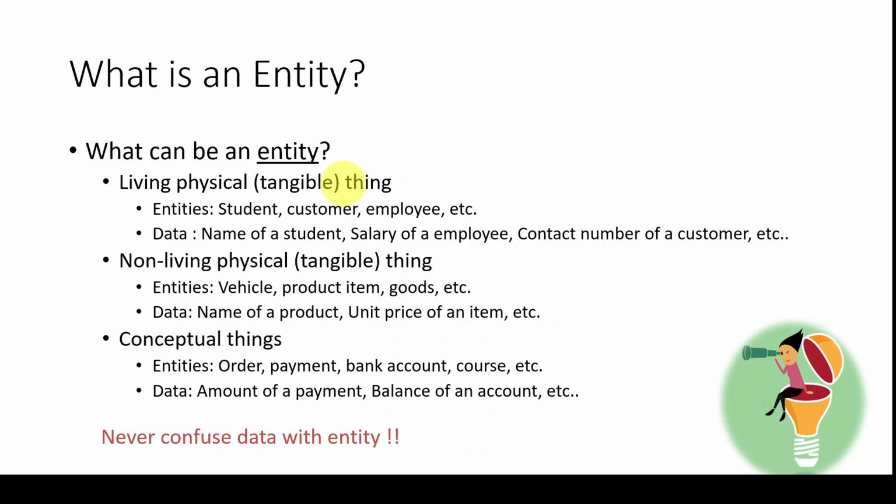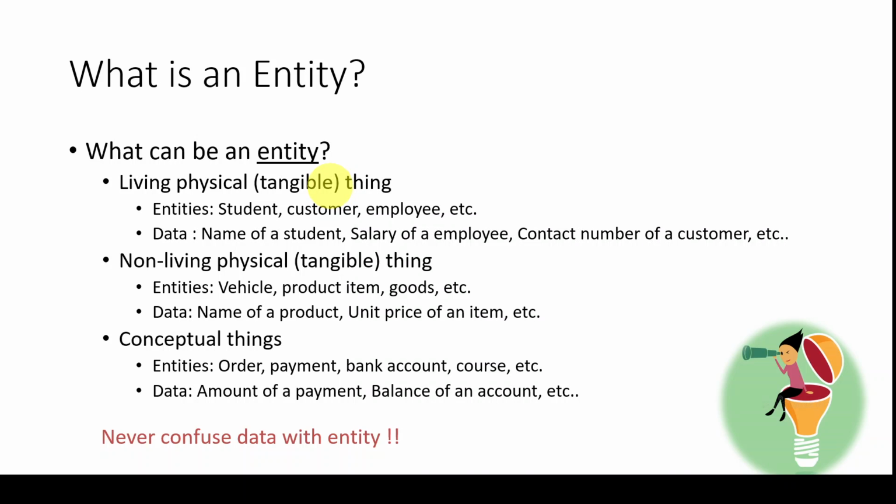The second type of entity is non-living physical entities, or tangible entities. Something like a machine, vehicle, a product or goods. They are physical, but there's no life. And of course, we are interested in the attributes or properties of those as well. For example, the price of an item, the name of a product, the registration number of a vehicle. They are also data.